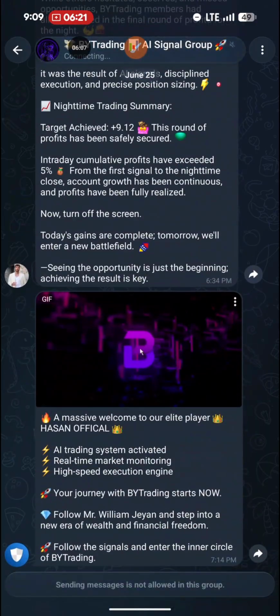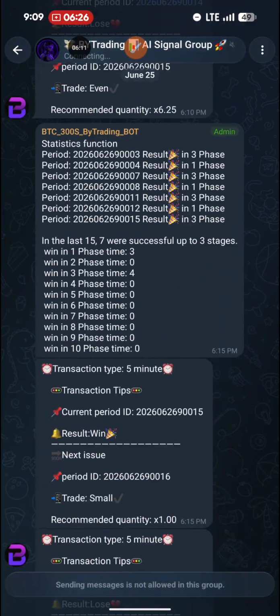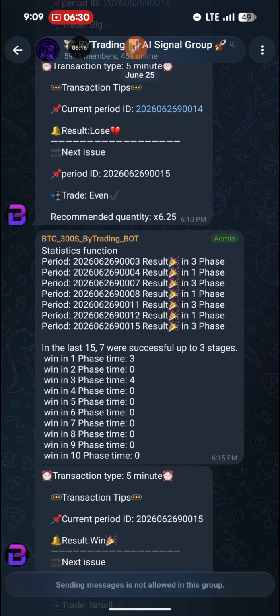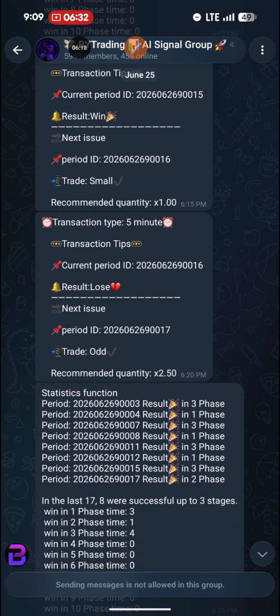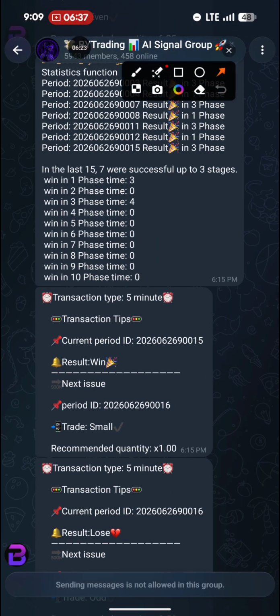This is how the group looks like. They drop signals every day. They drop signals, and also they will drop the results. You understand? So let me start with today is 25th, right? So let's say this was the signal that was provided, this particular signal here. Now we have the transaction type, which is 5 minutes. We have the current period ID, and then they will share the results.